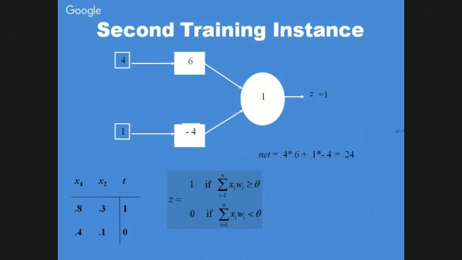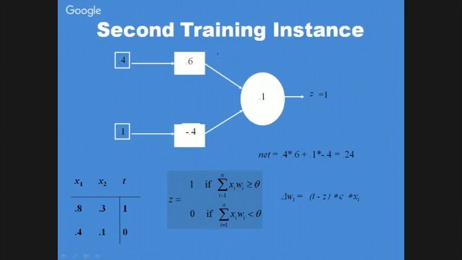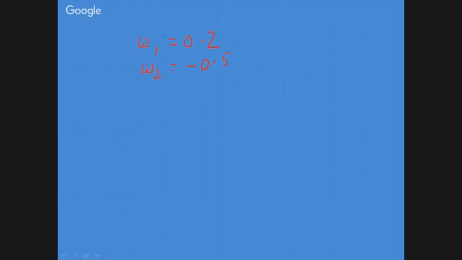Now what happened? Right, now in our case what we are getting is the new W1 we have got is 0.2, right? And W2 we have got is minus 0.5. And the inputs we have are 0.8, 0.3 with target 1, and 0.4, 0.1 with target equal to 0.